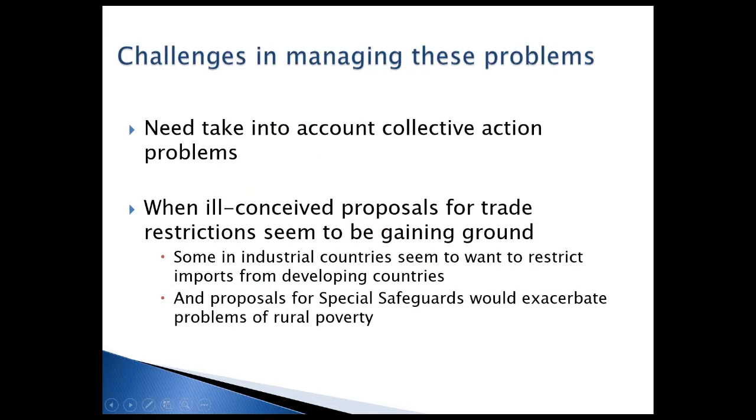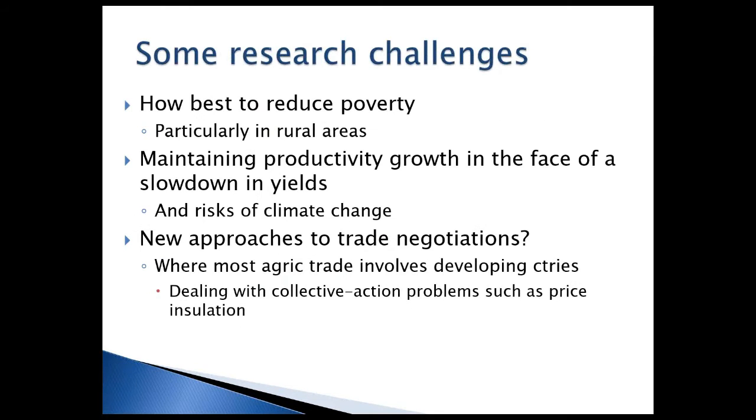Lots of proposals look at the impact of this sort of policy on one country at a time, and then create collective action problems. We're seeing collective action problems with ill-conceived proposals for trade restrictions. You see these proposals coming up in the United States, you see them coming up in Europe. Often it's people in industrial countries wanting to restrict imports from developing countries. At the WTO, you see proposals for special safeguards that would clearly exacerbate problems of rural poverty.